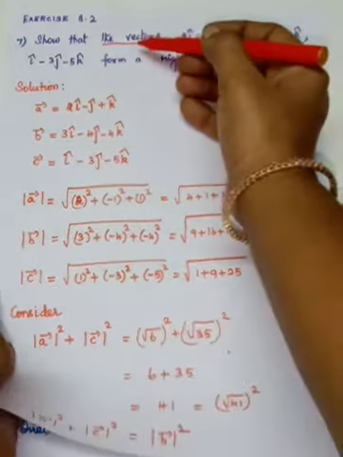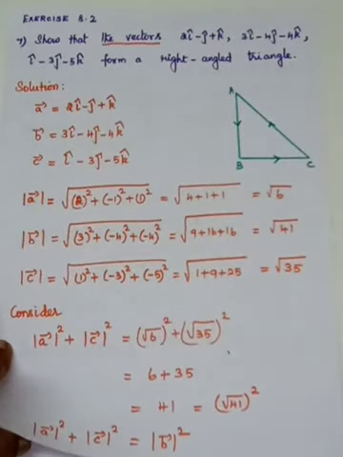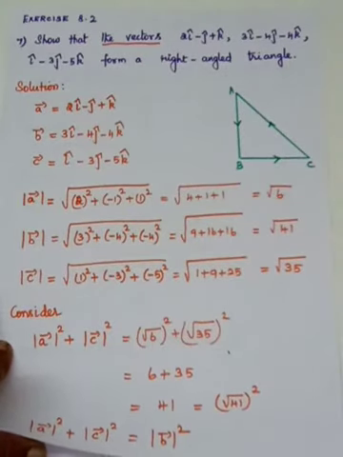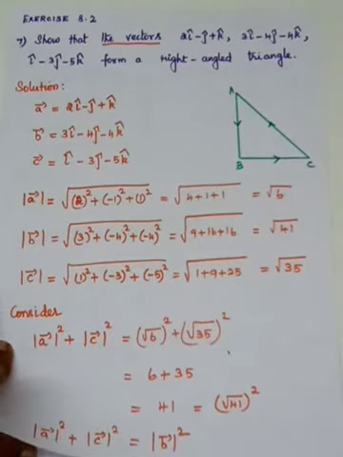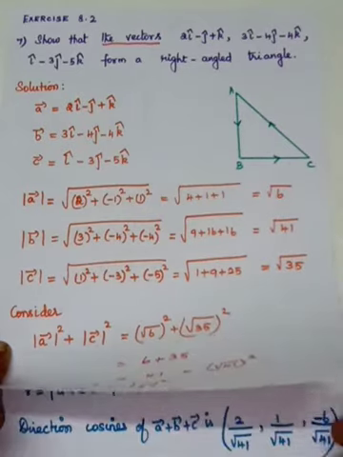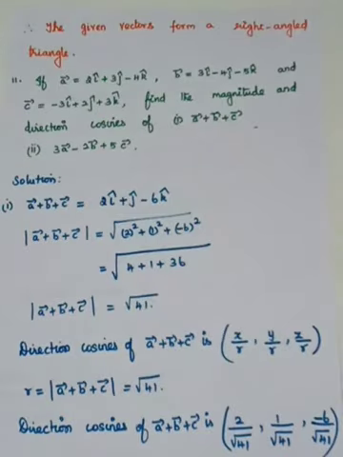This word is important. Vectors are given means you can take A vector, B vector, C vector. They are nothing but the sides of the triangle. If the points are given, you have to take the position vector. Okay, you see the next one.